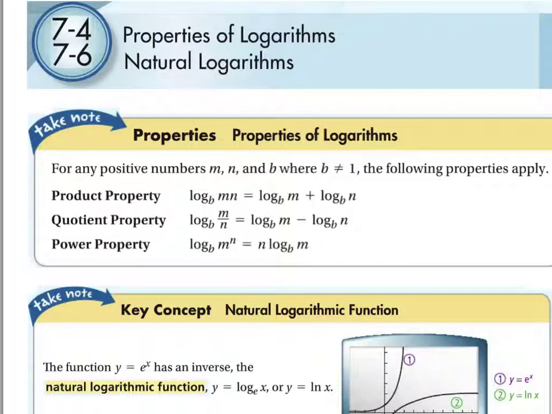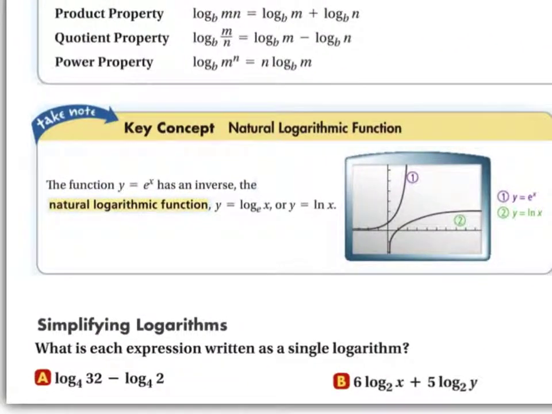So today we're looking at section 7.4, and actually it's also 7.6. I'm combining the two because 7.6 has only one thing new in it, which is the first thing I want to talk about. And all that one thing is the natural logarithm. Okay? Natural log. So that's the first thing we want to talk about today.